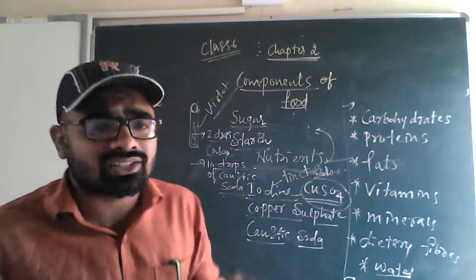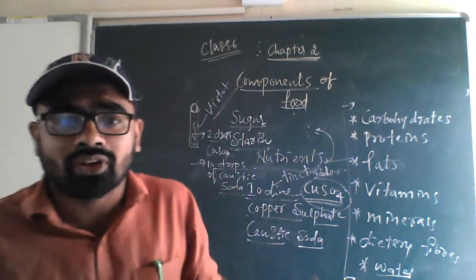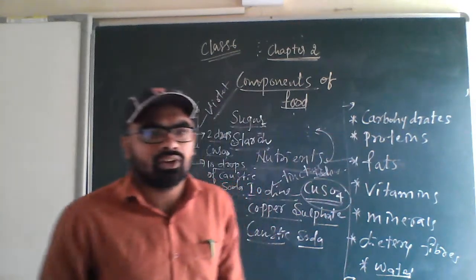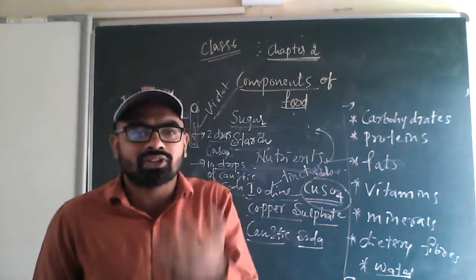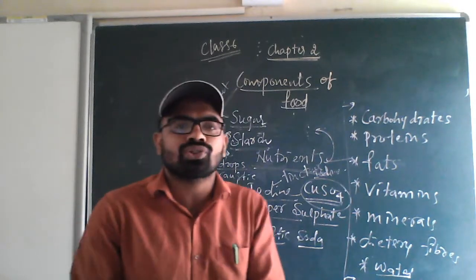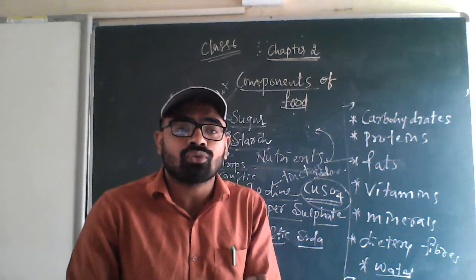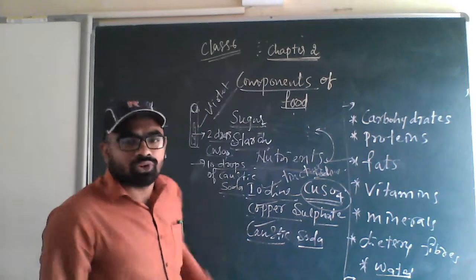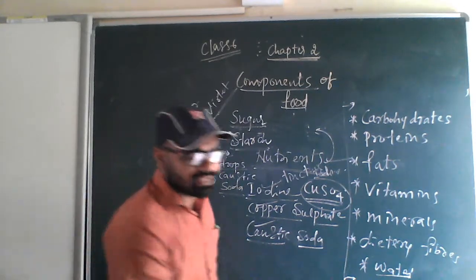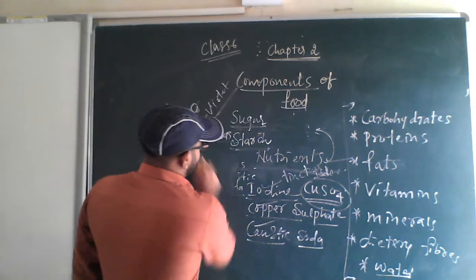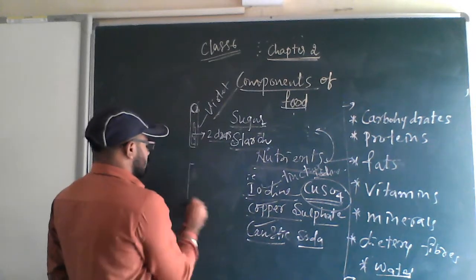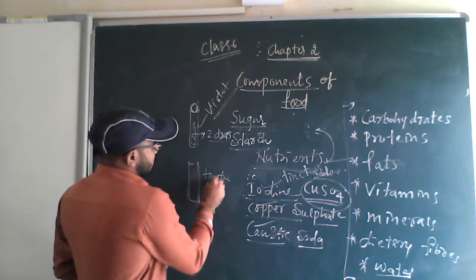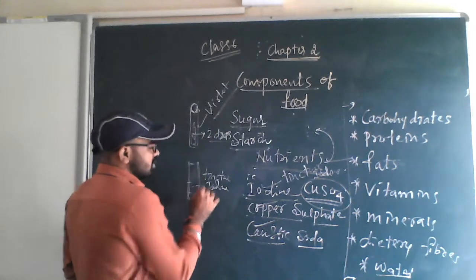In a food we can test very easily whether it contains carbohydrate, protein, fat or vitamin. First we go for the test of carbohydrate. Before going to the test, we should know how to prepare three solutions: iodine solution, CuSO4 copper sulfate solution and caustic soda solution. Iodine solution is easily prepared by putting tincture iodine into water in a test tube. So there we can create iodine solution.